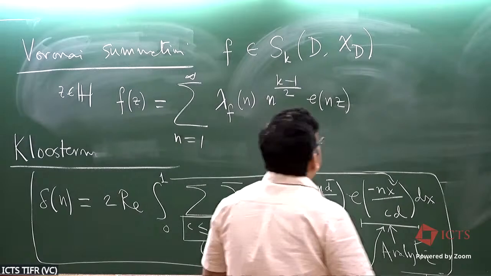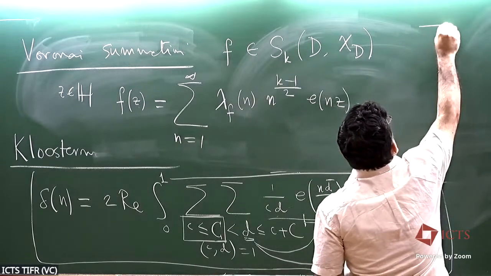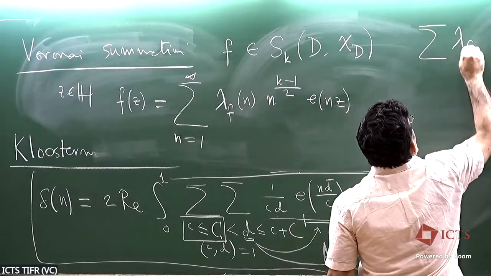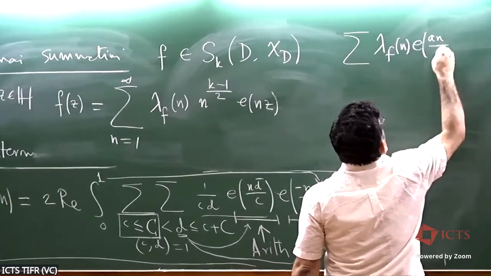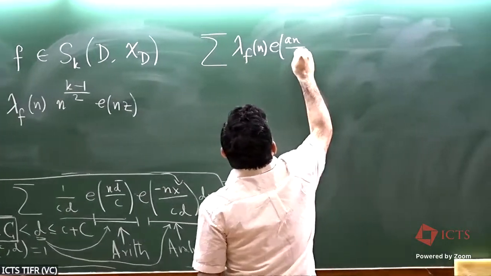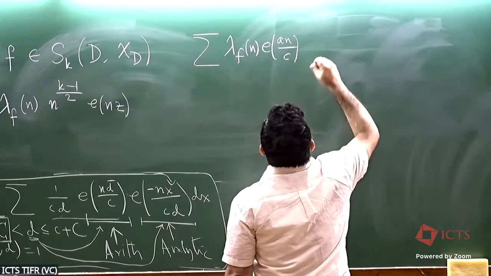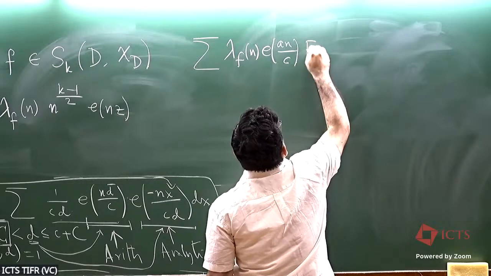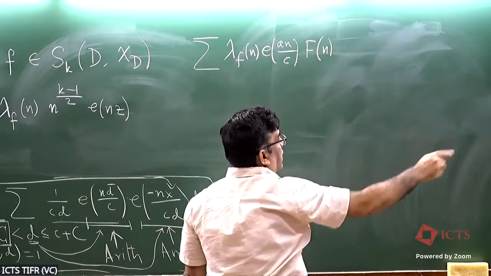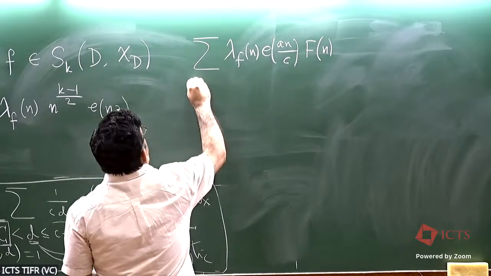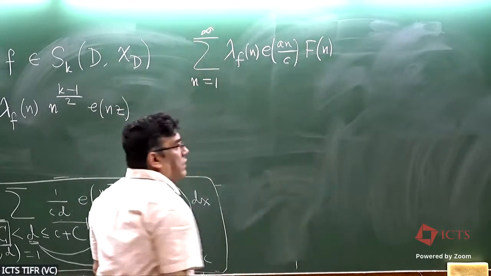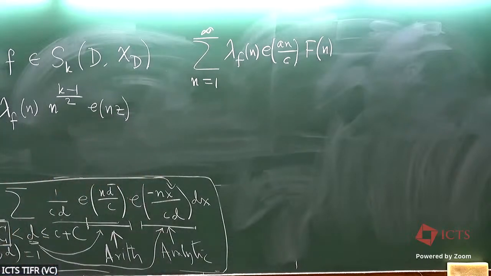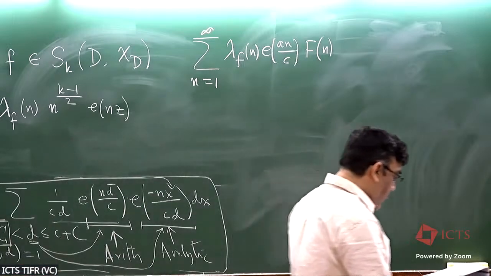That's the Fourier expansion at infinity, and we are interested in the sum of lambda f(n) e(n/c), with a weight function. Let's take it as f(n) like before. The sum is from n equals 1 to infinity, and we take f to be supported, rapidly decaying up to some point, so that this sum makes sense.